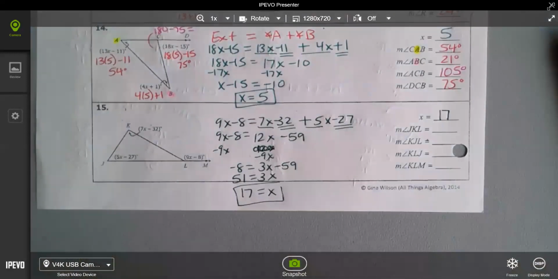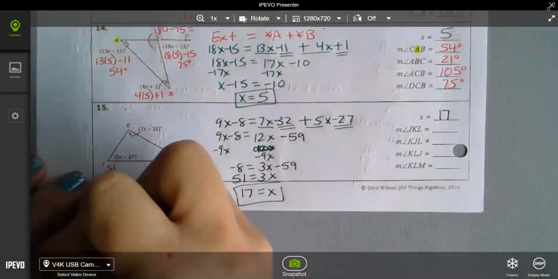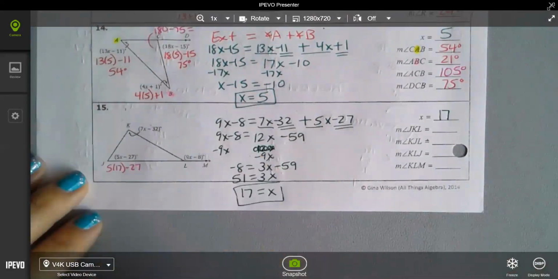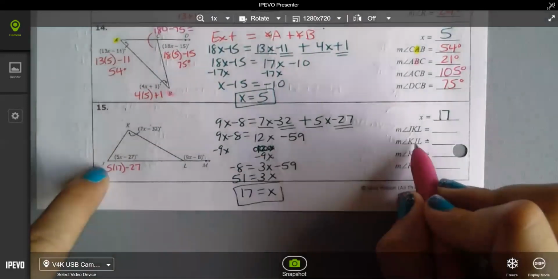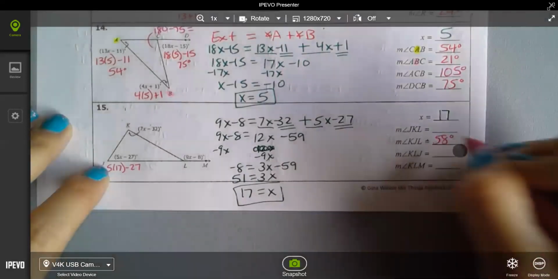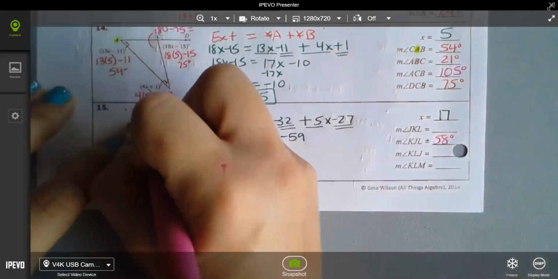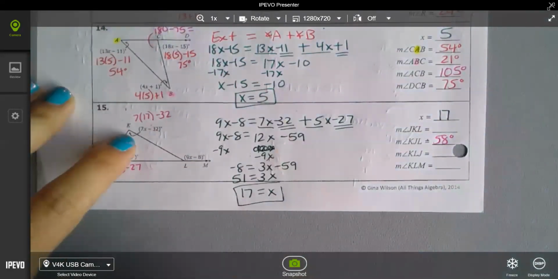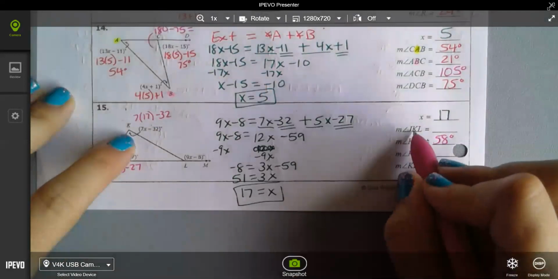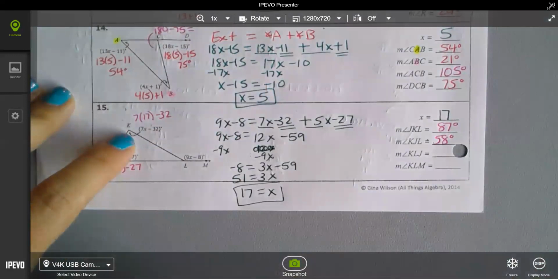All right, now we plug in to find our angles. So I'm going to plug in 5 times 17 minus 27. This is angle J. So I look for J in the middle right here. That is going to be a 58-degree angle. And I'm going to go here. So 7 times 17 minus 32. That's angle K. So here's angle K. That's going to be an 87-degree angle.